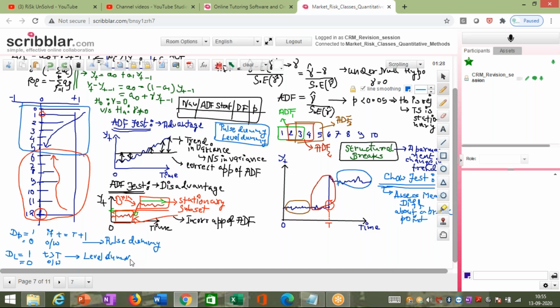Now we'll try to understand what regression we are running under the null hypothesis and what regression we are running under the alternate hypothesis. So we need to assess that.